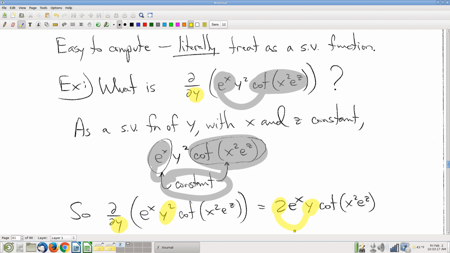So now you have to make the right choice. You have to choose as constant the things that aren't the variable you're taking the partial with respect to. So it's a restriction, but nevertheless, it's always convenient.